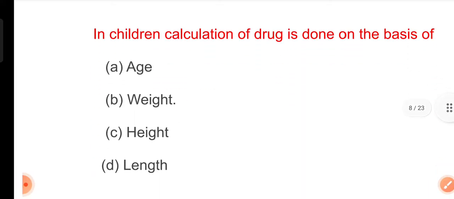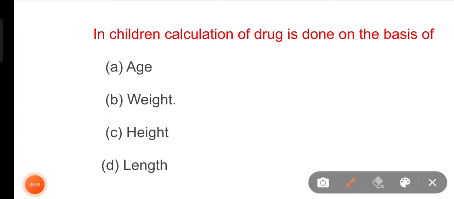The next question is, in children, calculation of drug dose is done on the basis of. So in the case of children, what can we use to calculate the drug dose? The options are option A, age, option B, weight, option C, height, option D, length.